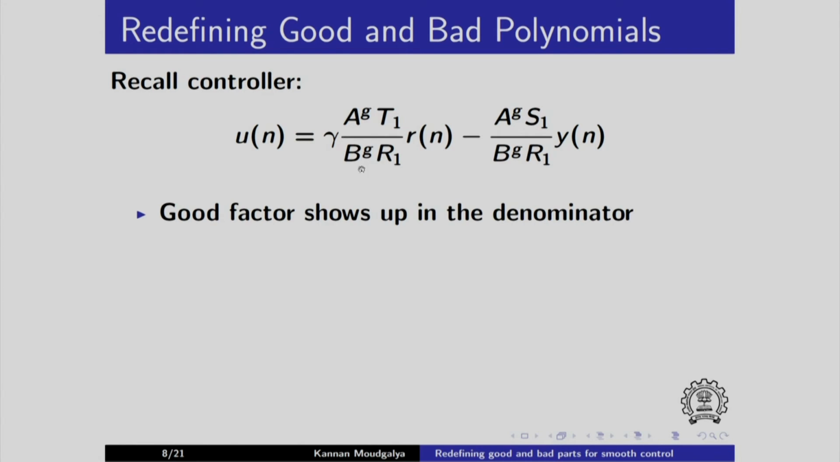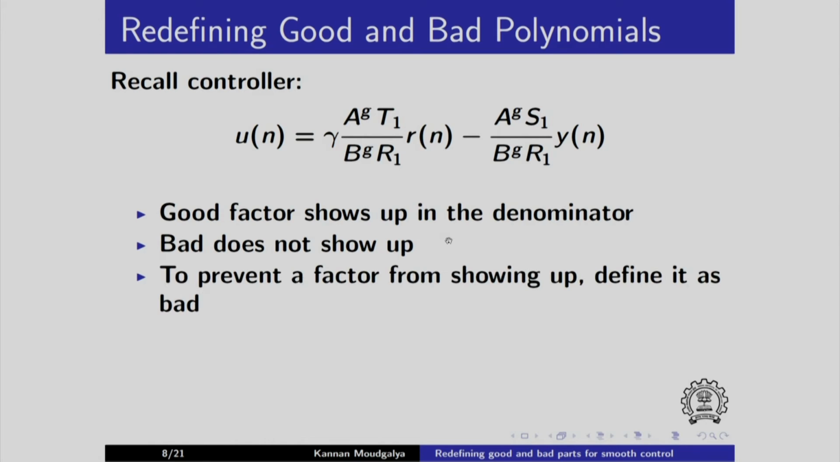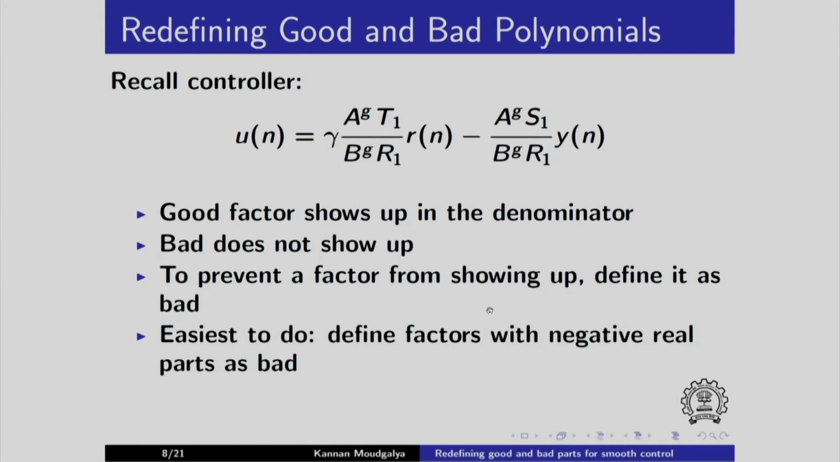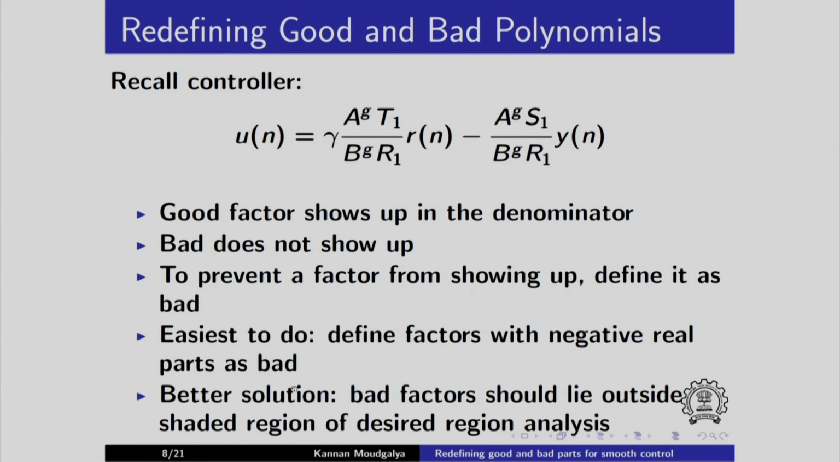How do we get rid of this? Anything we call as good shows up in the denominator in the controller. So if you don't want something to show up, call it bad. Bad does not show up. So to prevent a factor from showing up, define it as bad. The easiest thing to do is to define factors with negative real parts as bad. A better solution is that bad factors should lie outside the shaded region of the desired region analysis.